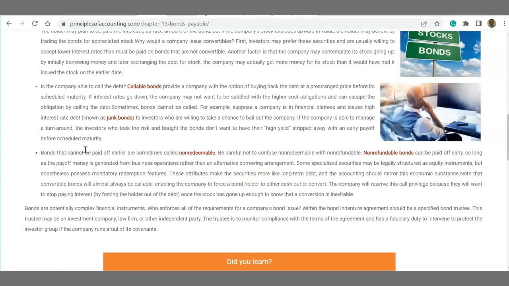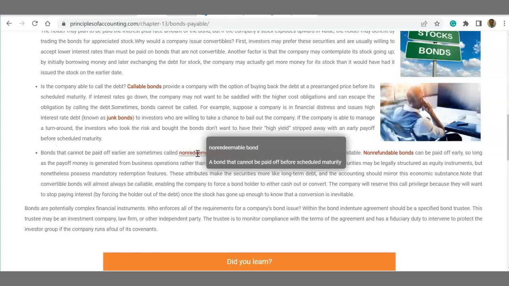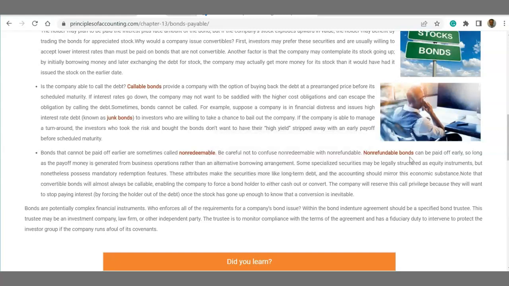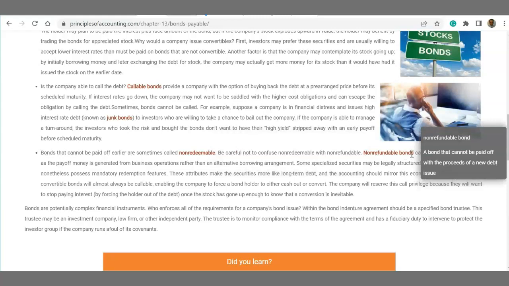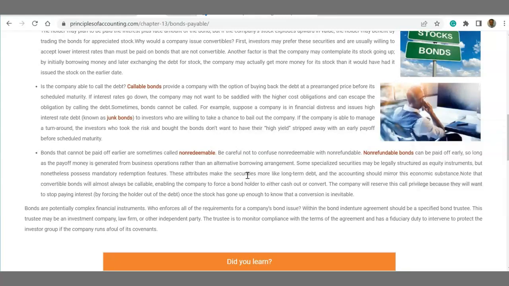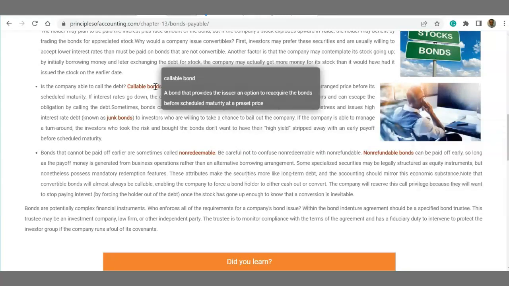Here it says bonds that cannot be paid off earlier are sometimes called non-redeemable. Non-redeemable bonds are bonds that cannot be paid off before scheduled maturity. That means the corporation cannot say, oh, I'm going to pay this off. They cannot do that. But a callable bond, they can. They can call it after a certain date that is in the agreement.